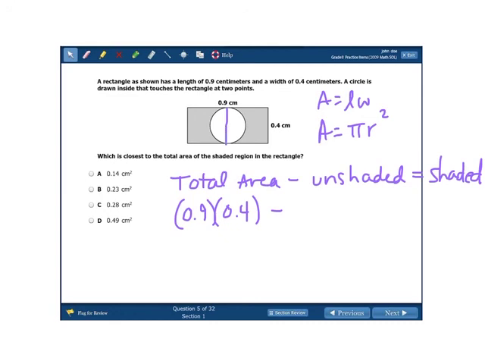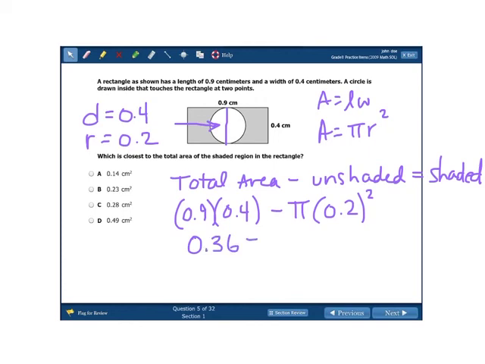I have to recognize that the diameter of my circle is 0.4 centimeters and then cut it in half to find 0.2 centimeters. So pi times 0.2 squared. Now using my calculator, I'm going to do the math on each side. 0.2 squared is 0.04. So 0.2 times 0.2 is 0.04, times 3.14, and that's 0.1256. And then we're going to subtract, and we get 0.2344.